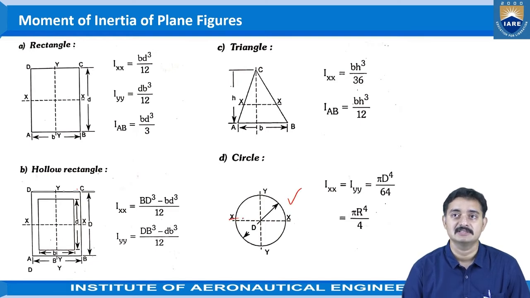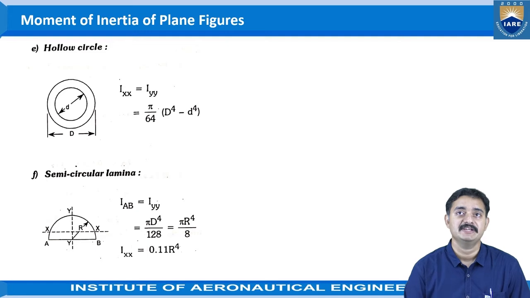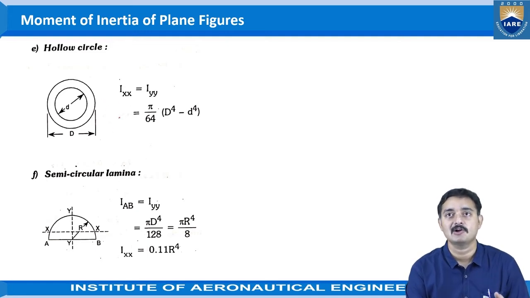The circle has the XX axis and YY axis passing through the centroidal axis. So the values of IXX and IYY will be the same. Why? Because it is totally symmetrical through 360 degrees. So the value would be pi d power 4 by 64, or we can write it as pi r power 4 by 4. If you observe carefully, the units of this moment of inertia would be length to the power 4.